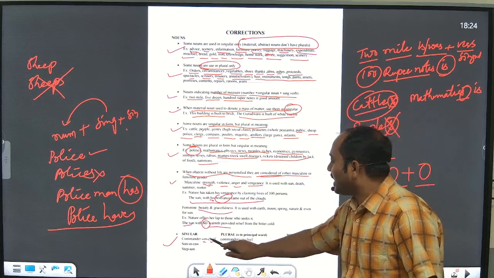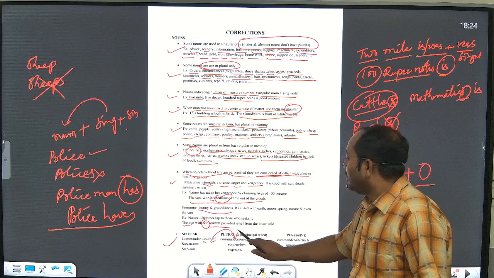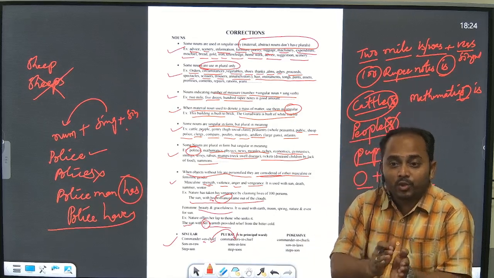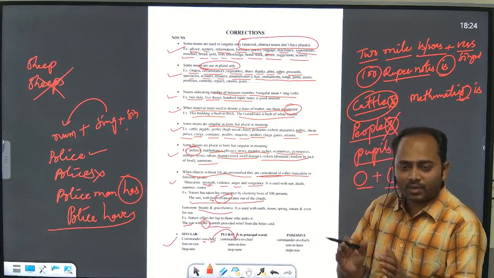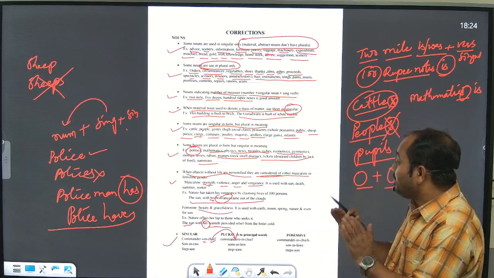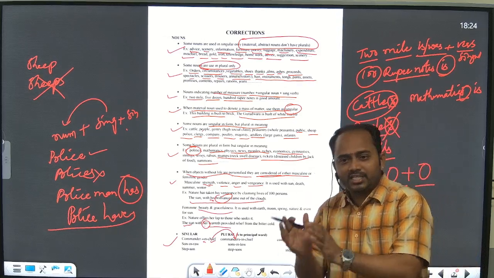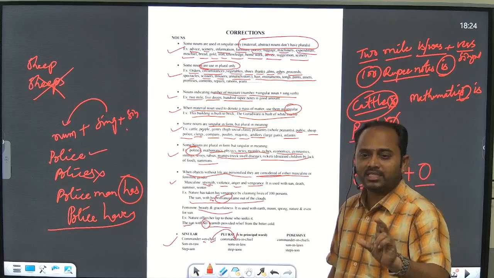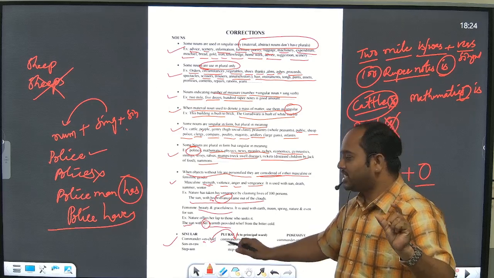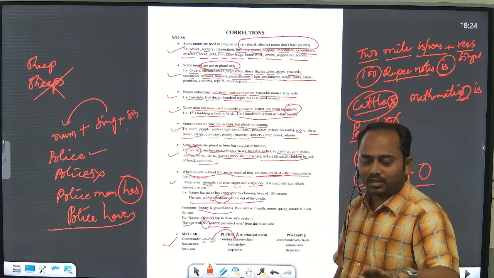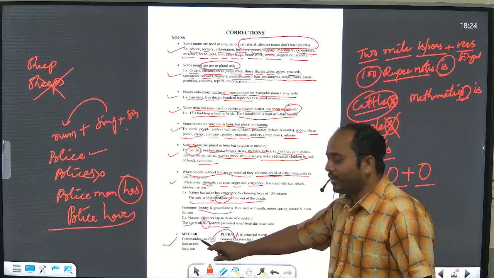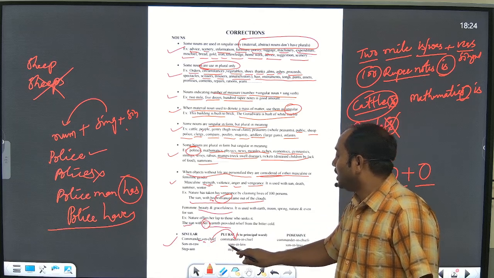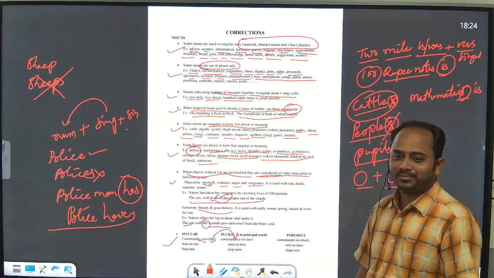How can you write that as a plural? When you want to add such kind of compound words into plural, the principal word, suppose commander in chief is there. What is principal? Commander is the principal. Principal is nothing but the main word. In chief is the secondary word. But commander is the first word. So if you want to change it into plural, commanders in chief.